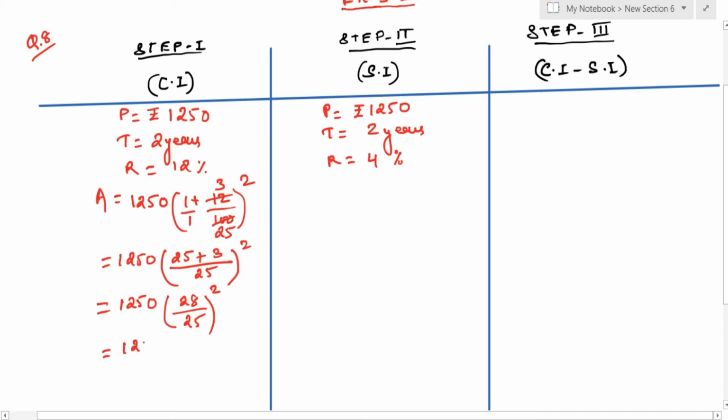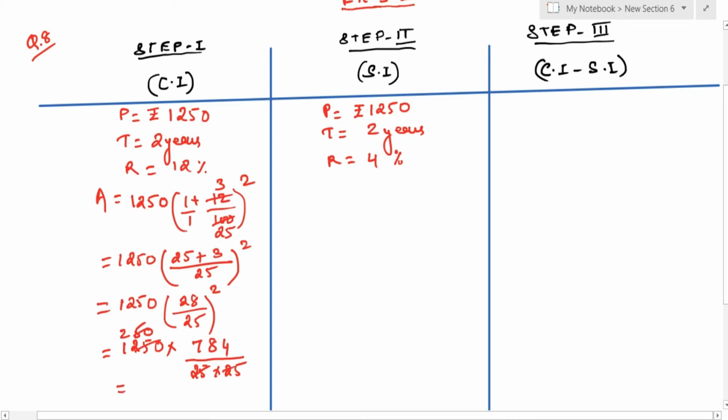That is equal to 1250 into what is the square of 28? The square of 28 is 784. So you write down 784 upon 25 into 25. Now 25 fives are 125, 25 zeros are 0. Here 25 twos are 50.